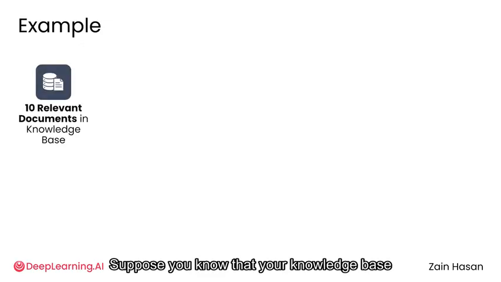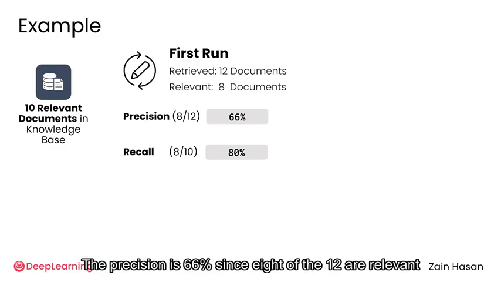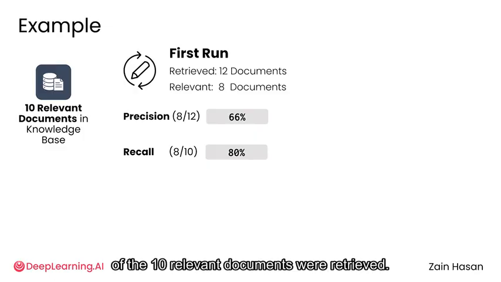Suppose you know that your knowledge base has 10 documents relevant to a prompt because you hand mark them. You run your retriever on the prompt and it returns 12 documents, 8 of which are relevant. The precision is 66% since 8 of the 12 are relevant, and the recall is 80% since 8 of the 10 relevant documents were retrieved.